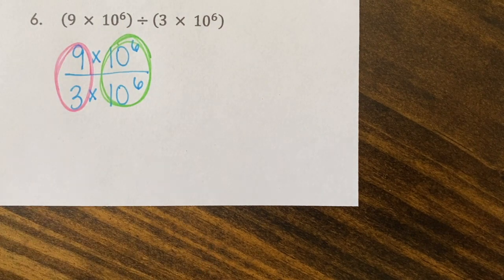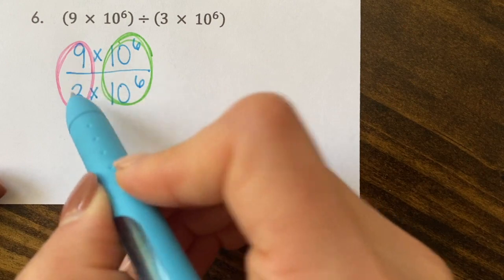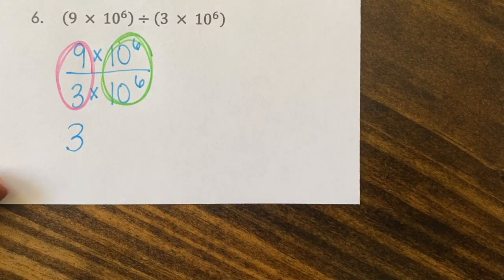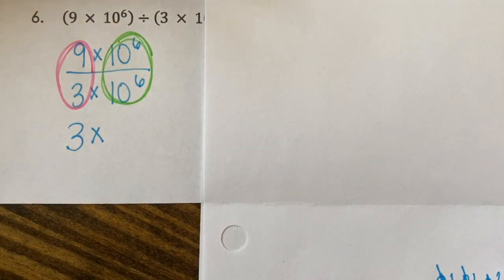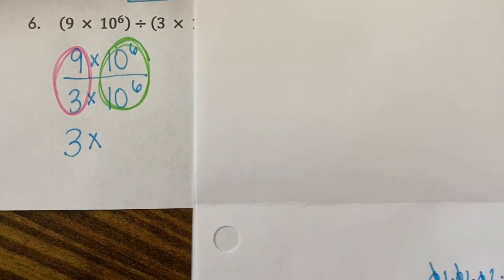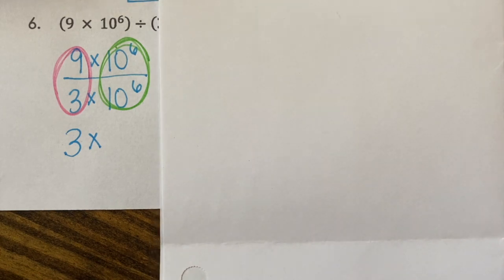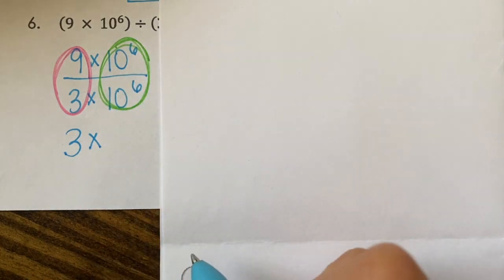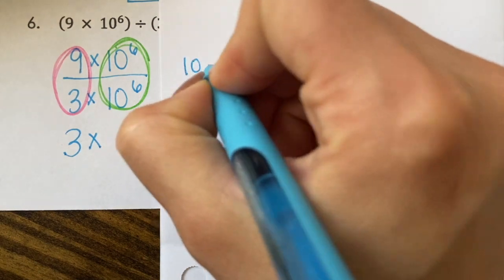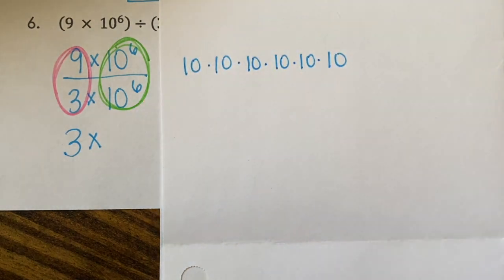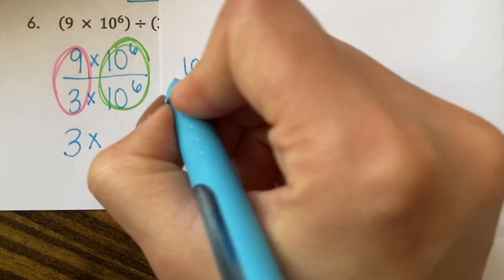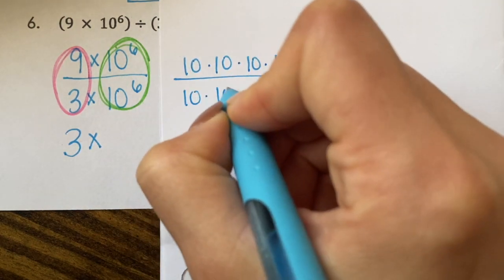So this one's pretty easy. 9 divided by 3 gives you 3. Times is in the middle, so you're going to bring that down. And then, let's see if we have some room. We have 10 to the 6th power on top and 10 to the 6th power on the bottom. So we need 10 sixes on the top. I lied. We need 6 tens. We need 6 tens on the bottom.